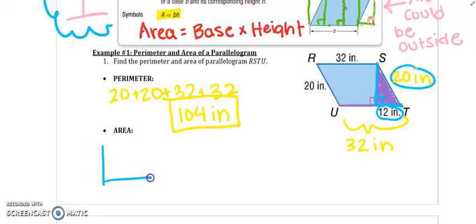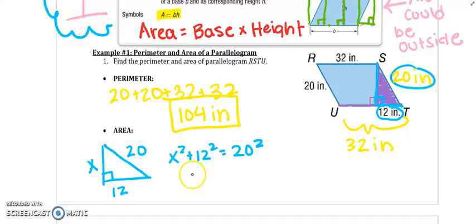So I'm going to come over here, 12, 20, and we want to find that. So Pythagorean theorem, and you would solve and you would find the height is 16.